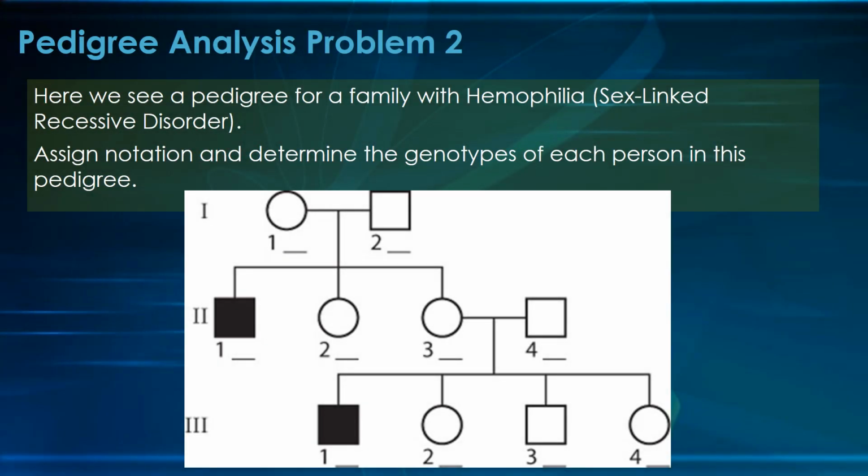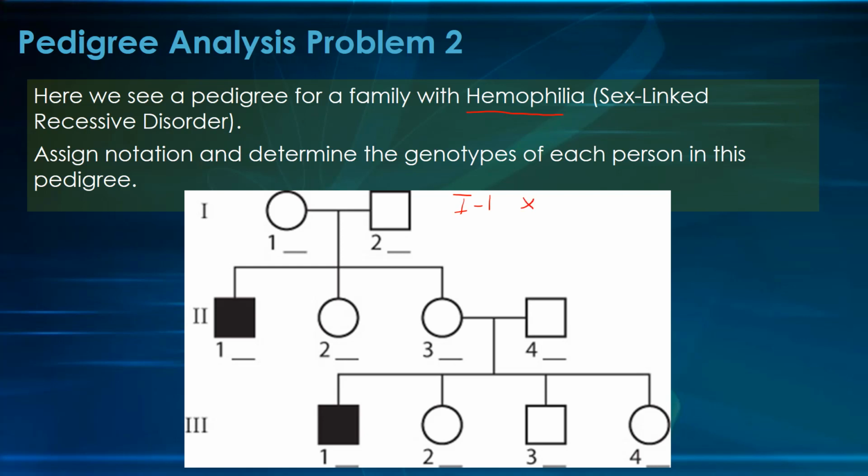Okay, let's do another pedigree analysis problem, this time with a sex-linked recessive disorder, hemophilia specifically, but all sex-linked recessive disorders would follow similar patterns. Again, we're going to assign some notation, in other words assign alleles, and determine the genotypes of each person. Well, we seem to have a female here, so definitely that's going to be individual 1-1.